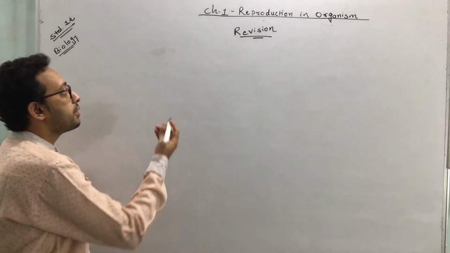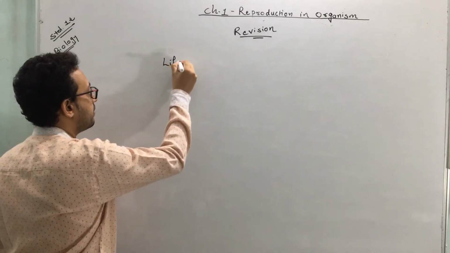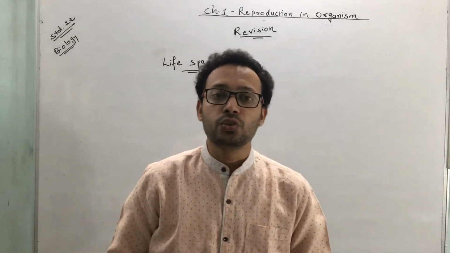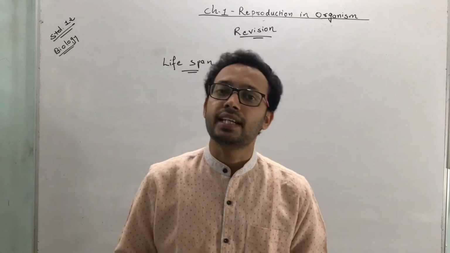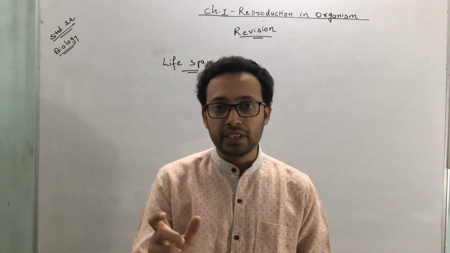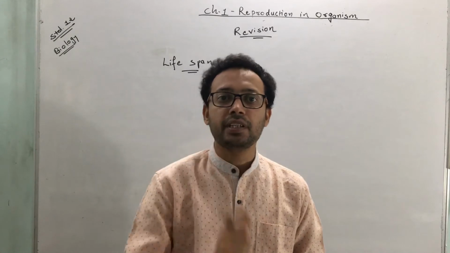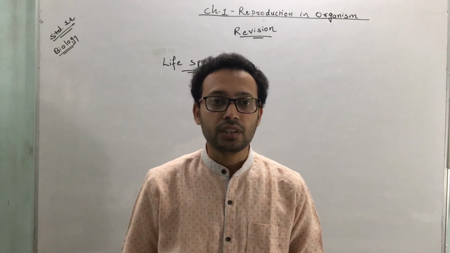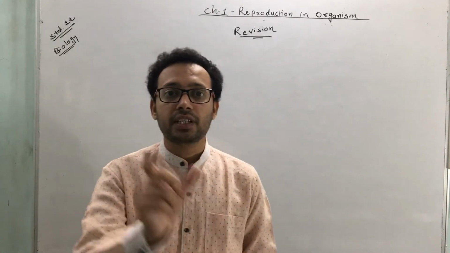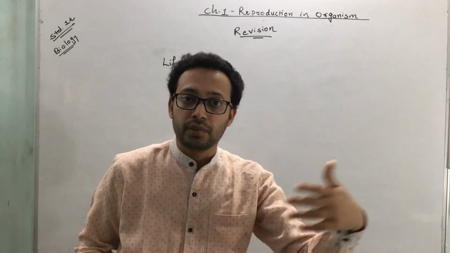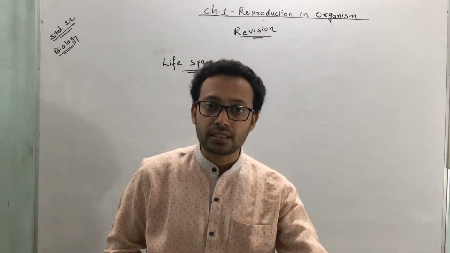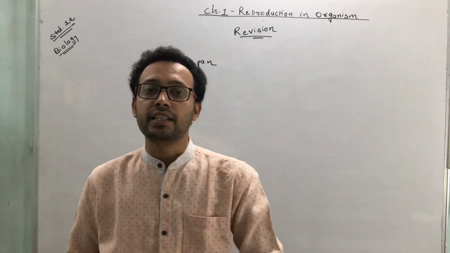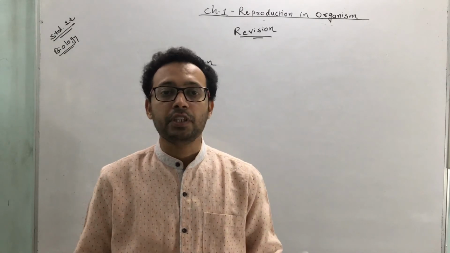So first we start with reproduction in organism. The first topic is lifespan. You know that every living organism that is born will ultimately die. That means they have a certain definite period of lifespan in their life. After completion of the lifespan, they will die. This lifespan varies from living organism to living organism. Some living organisms have a lifespan in days, some in months, some in years, some in decades, and some in centuries. It depends on the living organism.